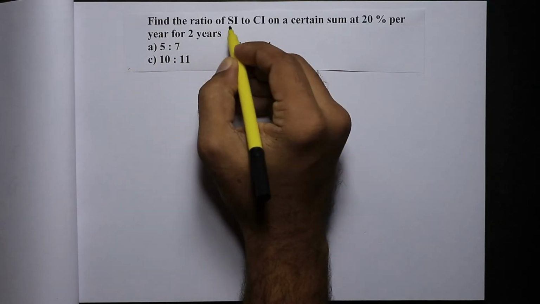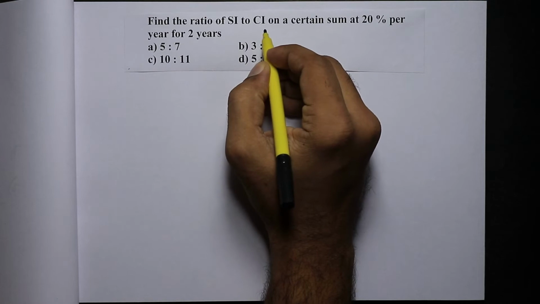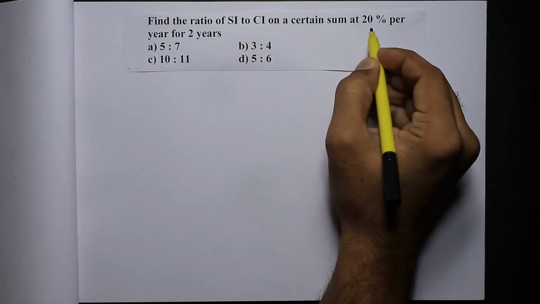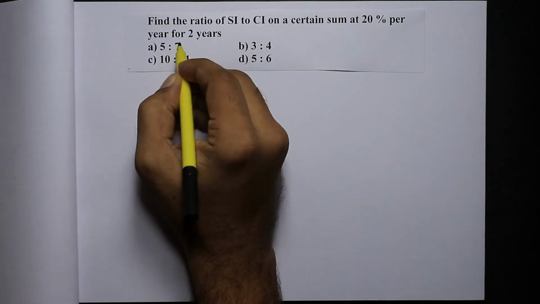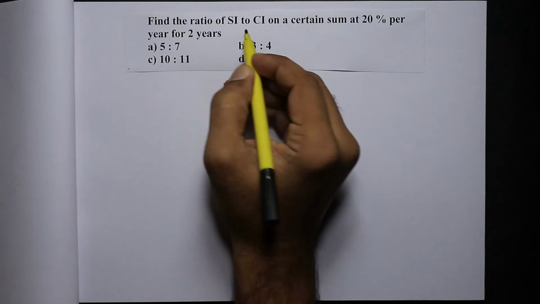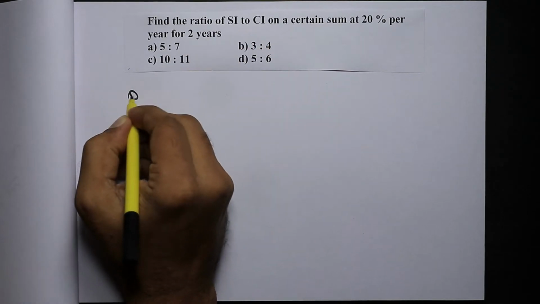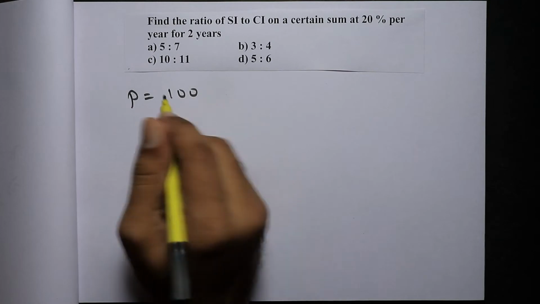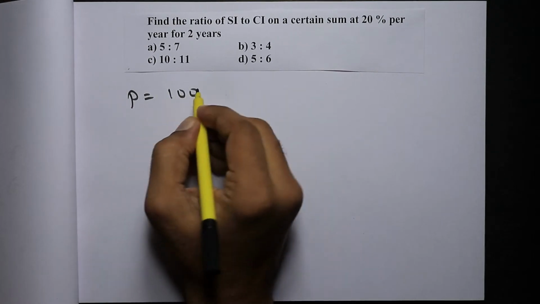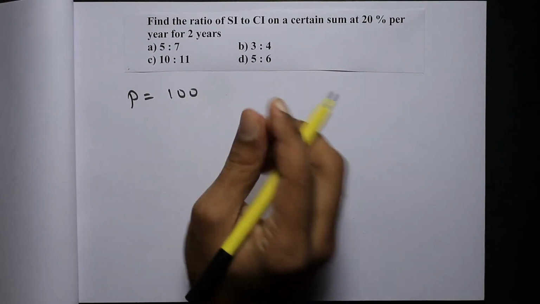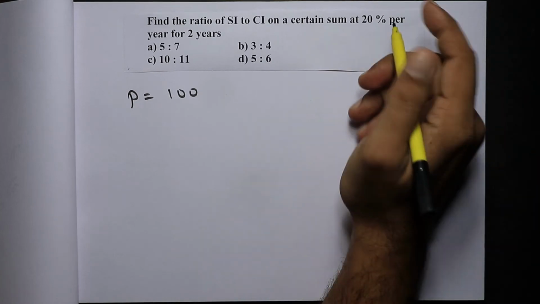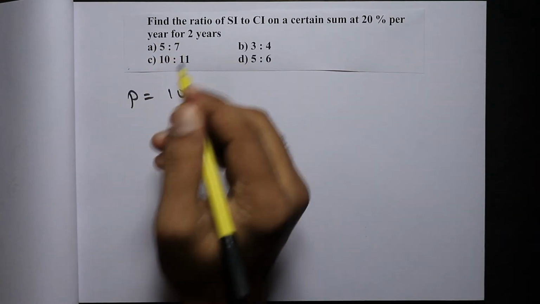Find the ratio of simple interest to compound interest on a certain sum at 20% per year for 2 years. So we will assume that the principal is rupees 100. We are assuming 100 because we can easily calculate the percentage values. Now the rate of interest is 20% per year.